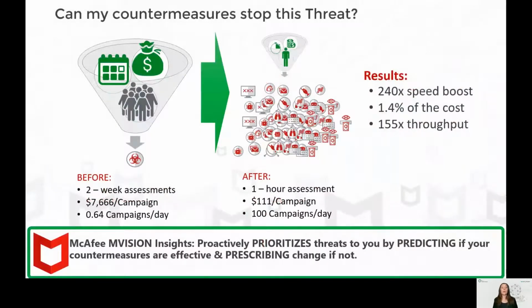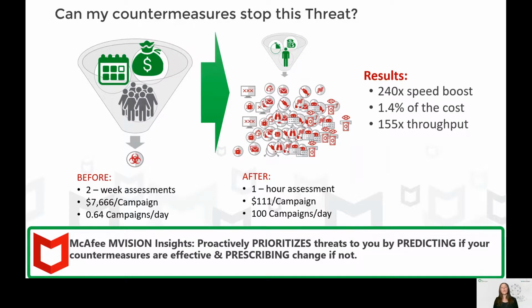Previously, to understand if I were at risk, I'd have to conduct an assessment either internally or using a third-party vendor. This could cost me anywhere from $7,000 to $8,000, and it would take 2 weeks of time to conduct this assessment and understand if I was susceptible and whether or not I'd be able to detect and protect against a single campaign. With mVision Insights, McAfee is able to take all of the telemetry and global threat intelligence that they have and apply that to known campaigns. Then take that information and analyze against your environment whether or not you would be able to withstand an attack from that campaign.